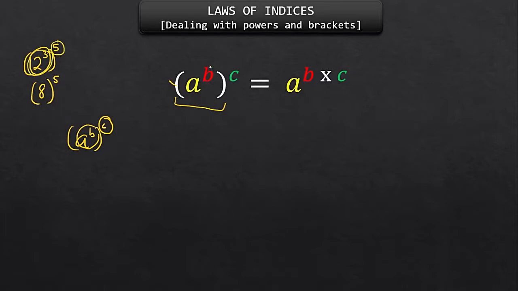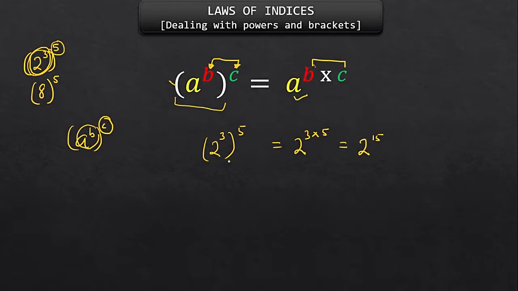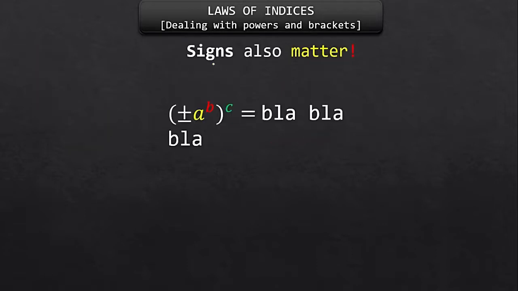What this one is saying is that we can just multiply the powers, because the bracket means multiplication. So a raised to power b, raised to power c, is the same thing as a raised to power b times c. So if we have 2 raised to power 3, raised to power 5, we can just say 2 raised to power 3 times 5. So it's going to be 2 raised to power 15. This is very simple. I don't think this one has much problems, only that, that's it.